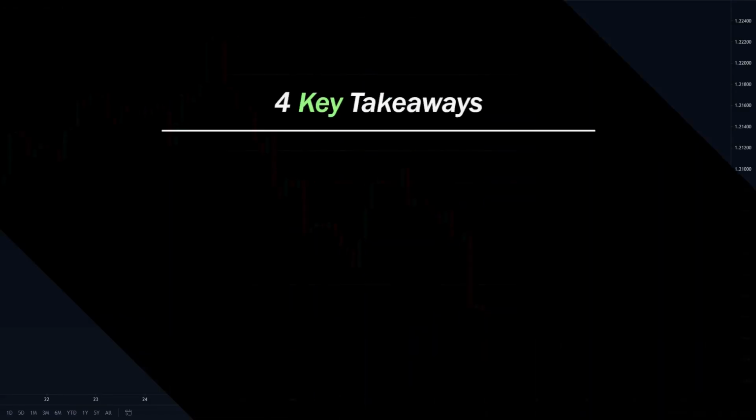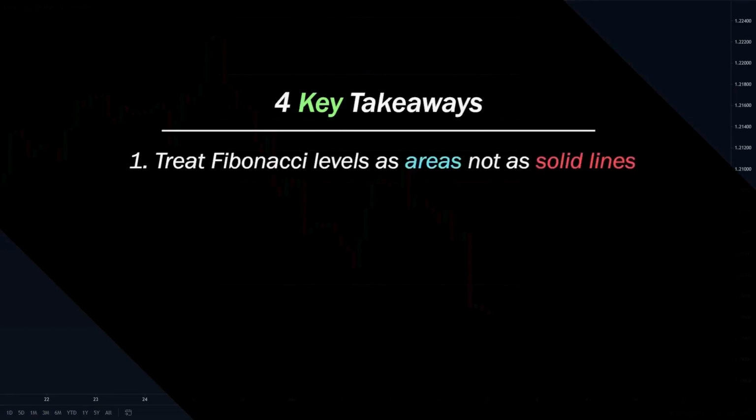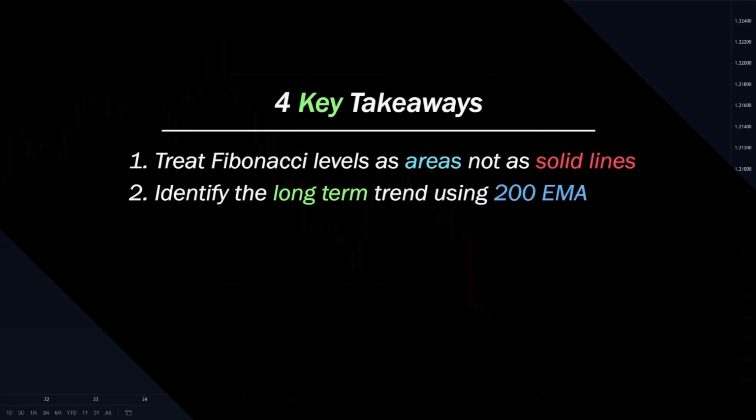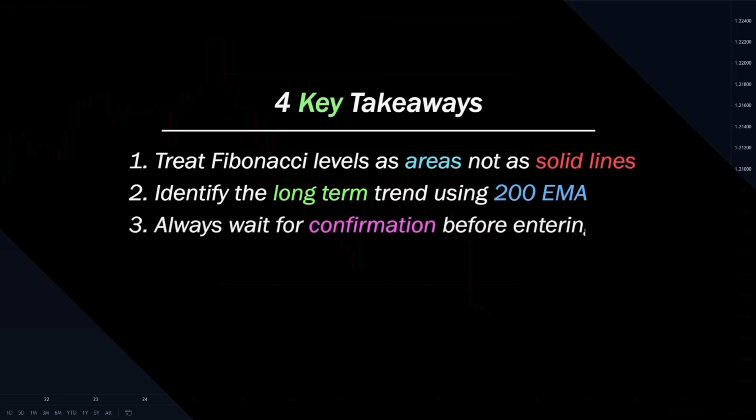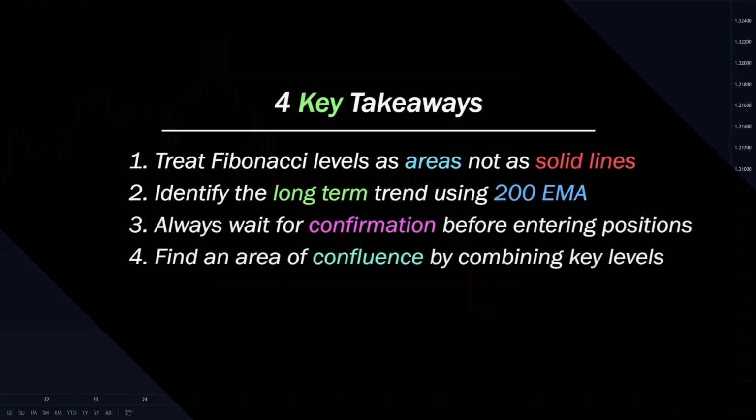To summarize, here are 4 key takeaways from the video. The first one is that Fibonacci levels behave exactly like support and resistance, so treat them as areas, not as solid lines. Second, before plotting the Fibonacci retracement, make sure to identify the long-term trend first, and you can do that by using the 200 EMA. Third, always wait for confirmation before entering a position. And fourth, you can combine previous support and resistance levels with Fibonacci levels.